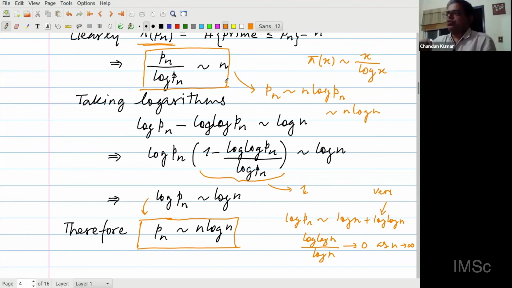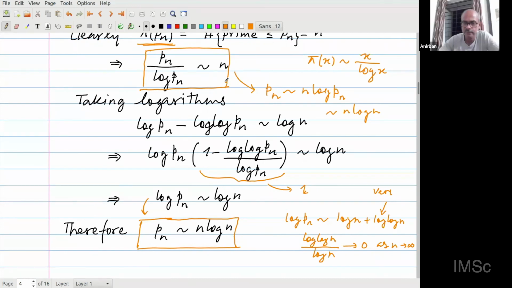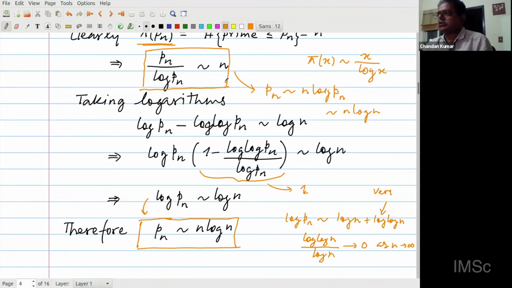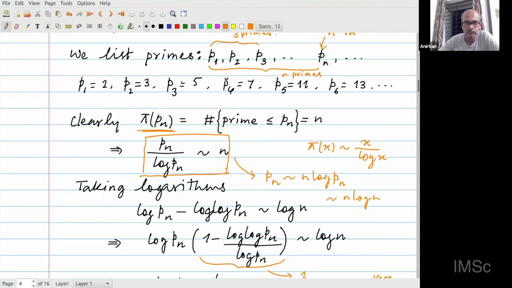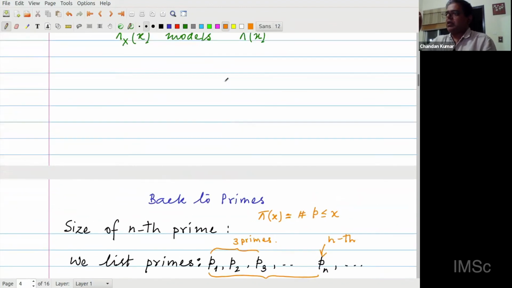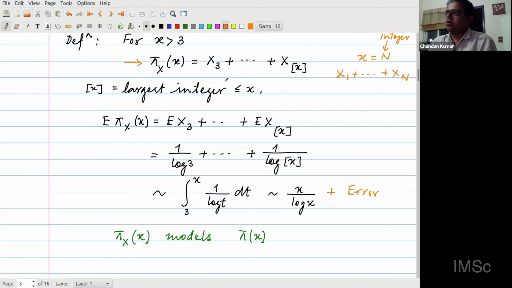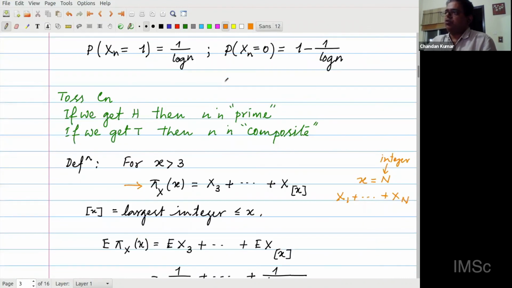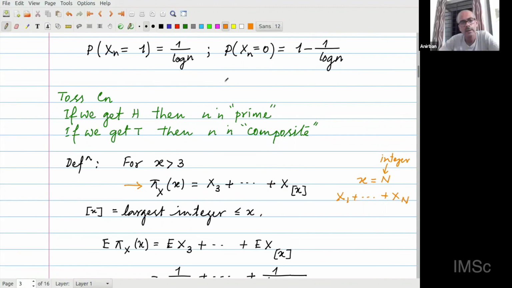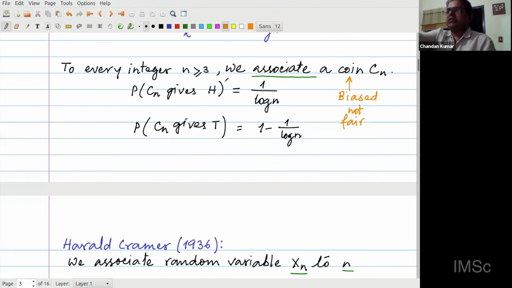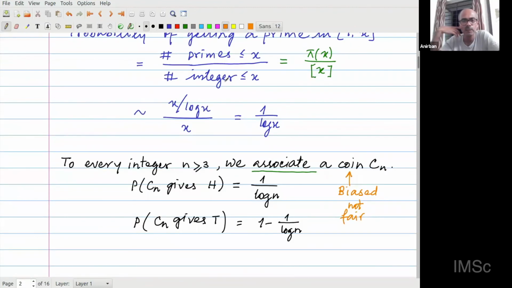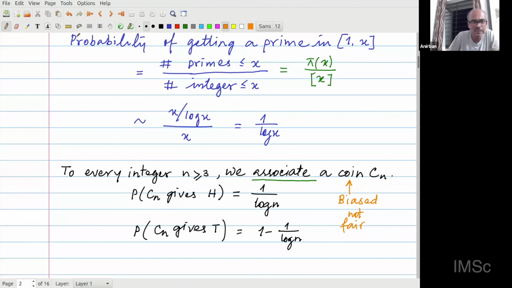One more question, sir. Sir, you said x upon log x is the number of primes less than or equal to x, and from that the probability comes as 1 upon log x. And then when you equate it to the number of heads, how is it exactly coming to be 1 upon log x? Here only, sir. So the probability is about 1 over log x, and what we are doing here is the rough idea.